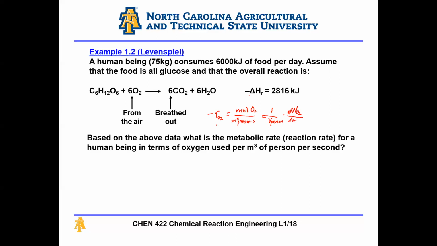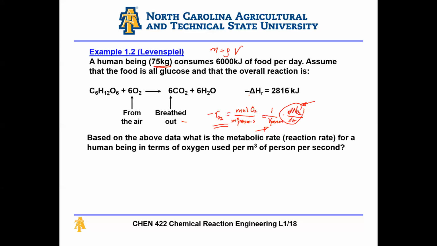So in order to find the value of RO2, I need to calculate 3 main parameters: the volume of the person and the change of number of moles per time. Okay, so let's take them one by one. Let's start with the volume of a person. So we know the mass given is 75 kilograms right here, right? So in order to get the volume, we need some sort of density, hopefully you guys remember this. What is it?